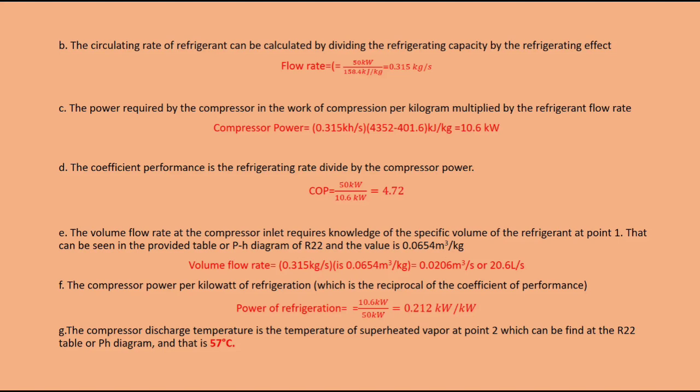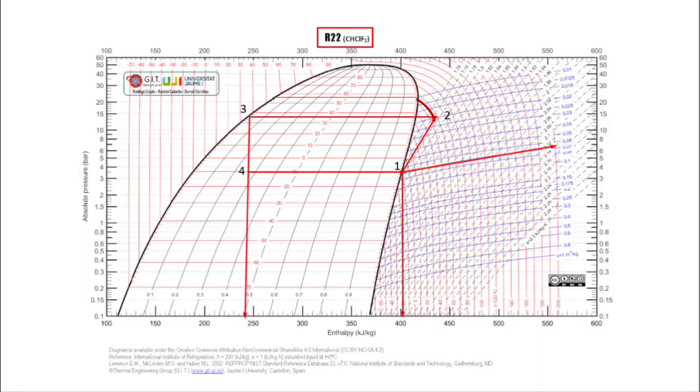Next is the coefficient of performance, which is the refrigerating rate divided by the compressor power. We already have the refrigerating rate and the compressor power. Now we can get 4.72. For the volume flow rate, the compressor inlet requires knowledge of the specific volume of refrigerant at point 1. That can be seen in the provided table or PH diagram of R22. So we can get the volume flow rate of 0.026 cubic meter per second, or 26 liters per second.